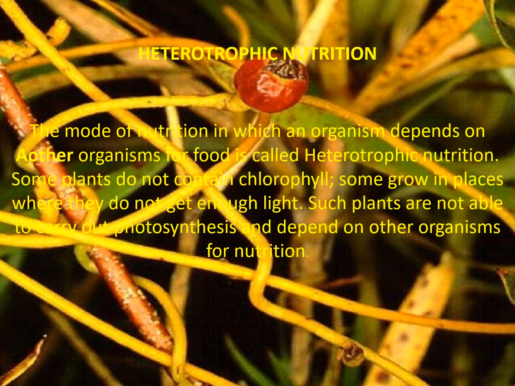Now let us see what is heterotrophic nutrition. The mode of nutrition in which an organism depends on other organisms for food is called heterotrophic nutrition. Some plants do not contain chlorophyll. Some grow in places where they do not get enough light. Such plants are not able to carry out photosynthesis and depend on other organisms for nutrition.